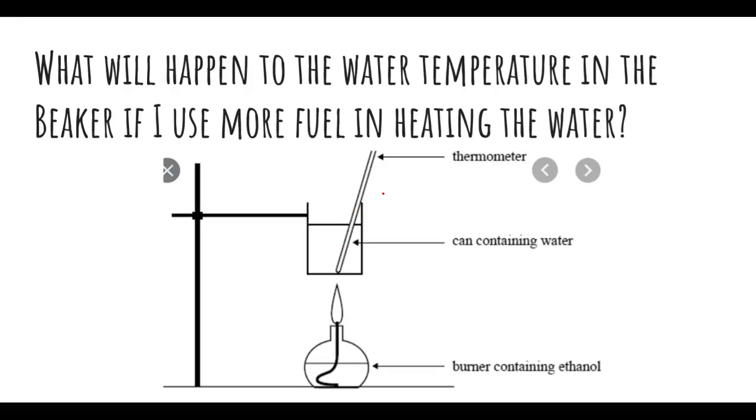Let's say, for example, I have my water in my can, and what happens if instead of having 5 grams of ethanol that I'm burning, this time I'm burning 10 grams of ethanol. What do you think is going to be happening to that water temperature? And we'll make the assumption we still have 10 grams of water.